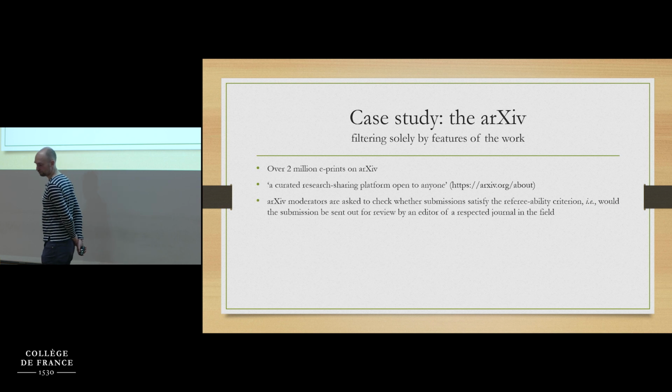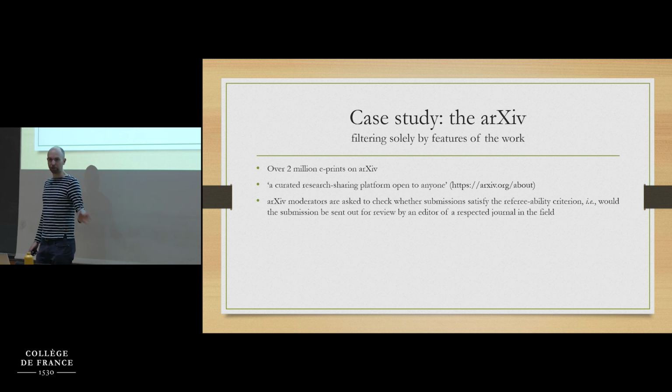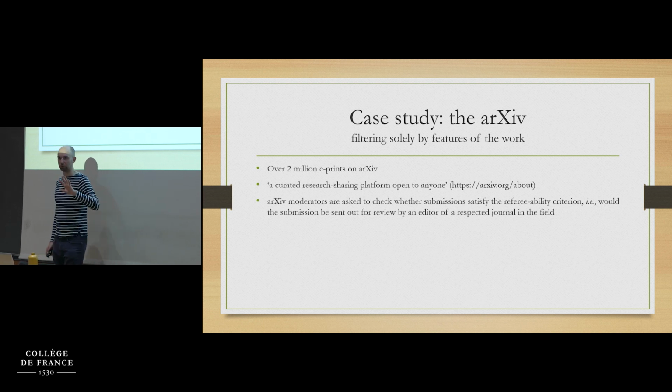So how does this moderation process go? Well, first of all, the moderators are asked to check whether a submission satisfies what they call the refereeability criterion. So would that submission be sent out by an editor of a journal for actual review, right? And if in doubt, moderators are asked to err on the side of acceptance.